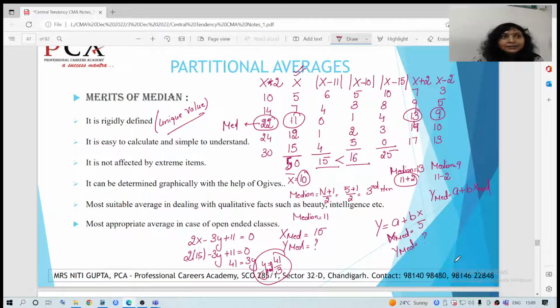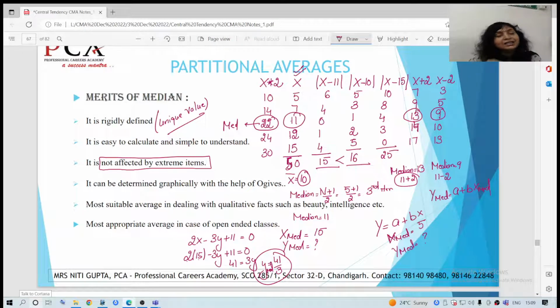Third is extreme items. The median is generally the mid value, the middle item of the series. And extreme items are the smallest item and the largest item of the series. So if our extreme items change, there won't be any effect on the median. So median is the only average which is not affected by extreme items. We won't say least, it is not at all affected by extreme items. Whatever the extreme items may change, your median remains the same. So it won't affect our median.